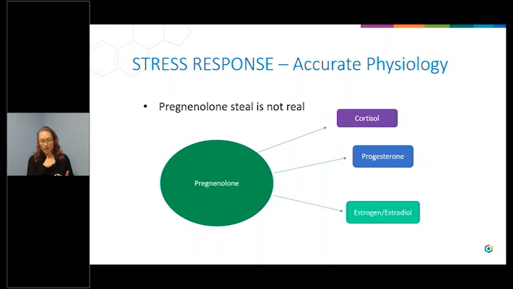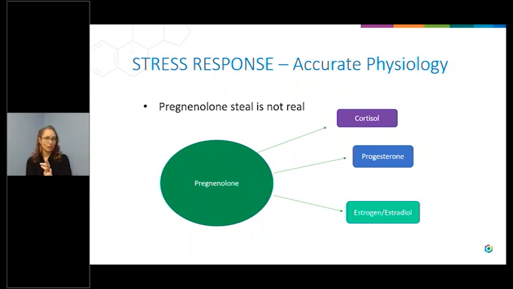The other thing that I want to talk about is, when we talk about stress and stress response, a lot of times people will bring up the pregnenolone steal. Pregnenolone is seen as a precursor to cortisol, to progesterone, to estrogen. And that is very true. Pregnenolone is still the precursor to make DHEA, to make all of these different hormones. But it's not like there's just this big pool of pregnenolone that's available, and then when you get stressed out, the cortisol steals it all for itself, right? That's not what happens. That's not why there is sex hormone imbalance.